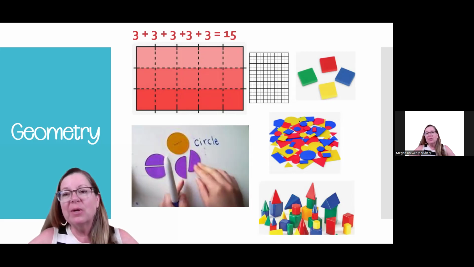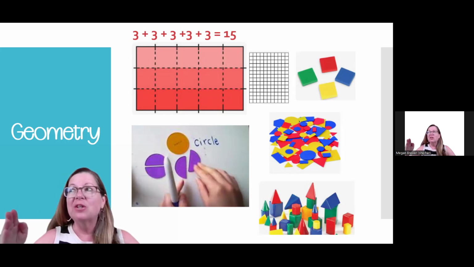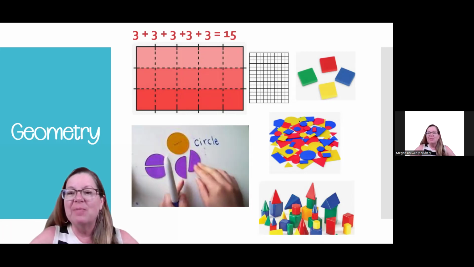But in second grade, we really want to stay with that repeated addition because, again, we're hoping our students will really see this connection and have this deep understanding to link addition with multiplication in third grade.